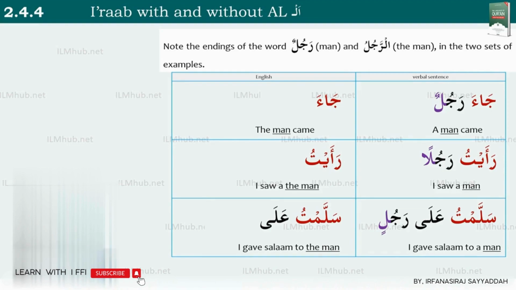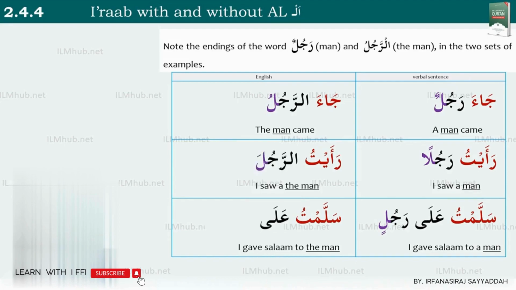On the other hand, if I want to say the man came, I saw the man, I gave salam to the man, all I'm doing is changing it to ar-rajulu. It is still rafa. Why? Because it is the doer of the verb.